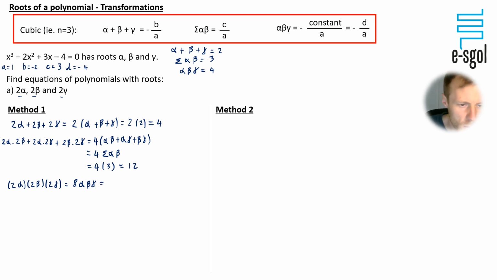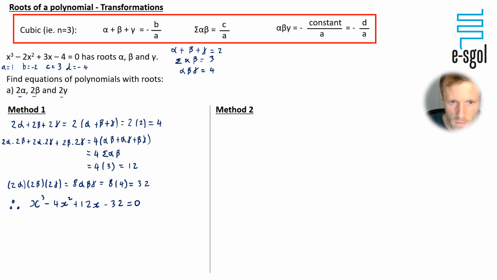And we have got alpha beta gamma as 4, so it's 8 times 4, which is 32. That then gives us our new equation. And if we set a as 1, then we get x cubed minus 4x squared plus 12x minus 32 equals 0, and that's using the rules at the top of the page. We could use a different letter here because I guess we've created a different polynomial, but it doesn't really matter.